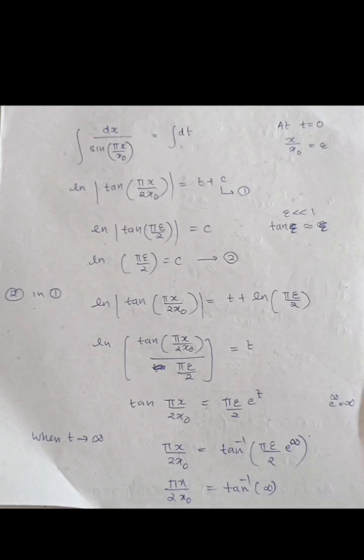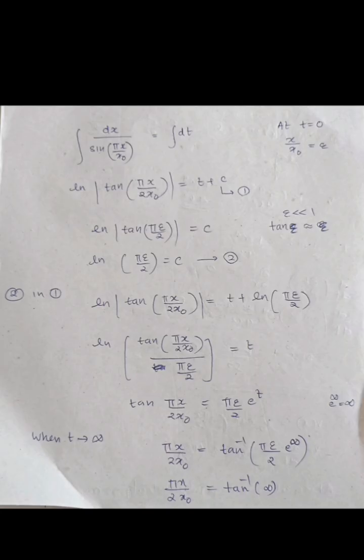Applying the boundary condition, at t = 0, x/x0 = ε, we get ln tan(πε/2) = c. And we know that ε is very much less than 1, so tan ε can be written as ε. That is, ln(πε/2) = c. This is equation number 2. Substituting the value from 2 in 1, we get ln tan(πx/2x0) = t + ln(πε/2).